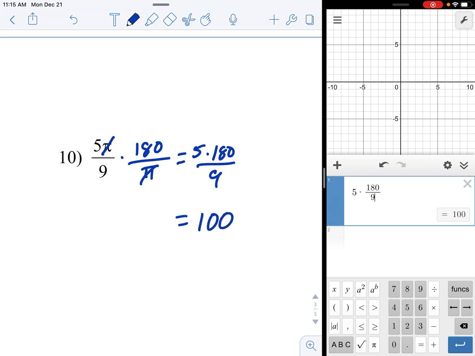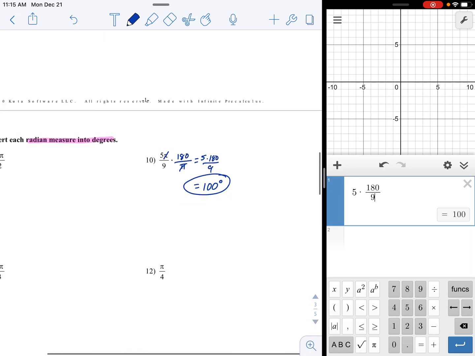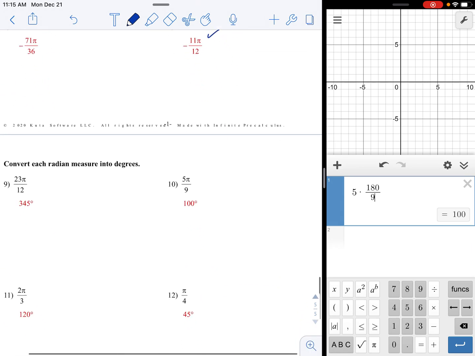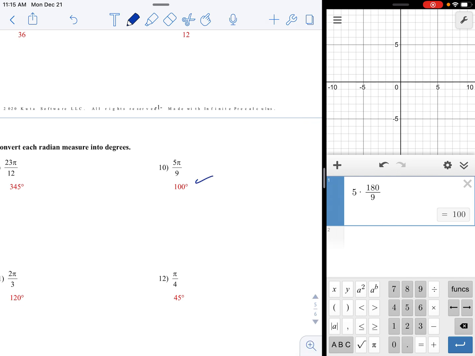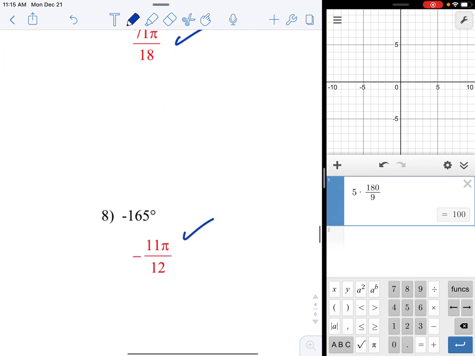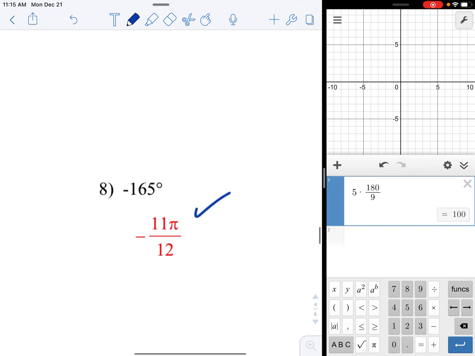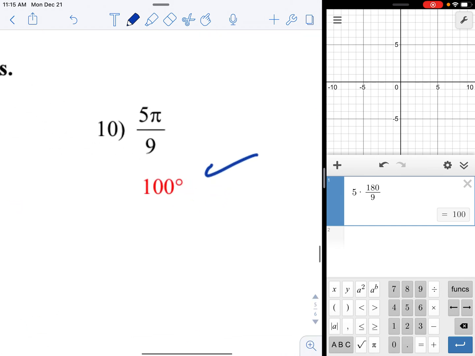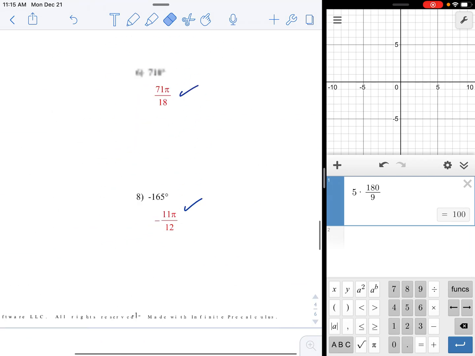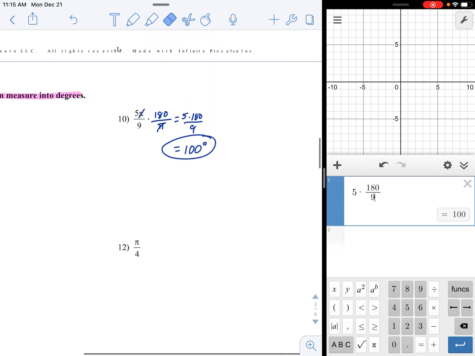100 what? Well, in degrees, you do have to put the degree symbol down. You don't get the luxury of just leaving it as a blank number. So 100 degrees. Remember, the pi sort of indicates that it's radians, so we don't write radians. If it was just 100 without any label, you don't know whether it's 100 this, 100 that, or 100 something else, so you do need the degrees.